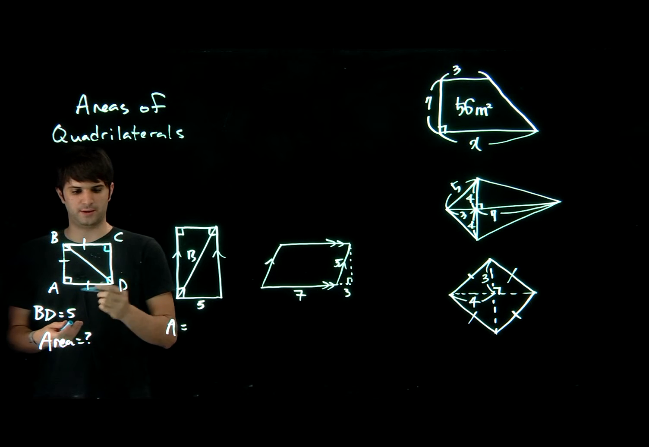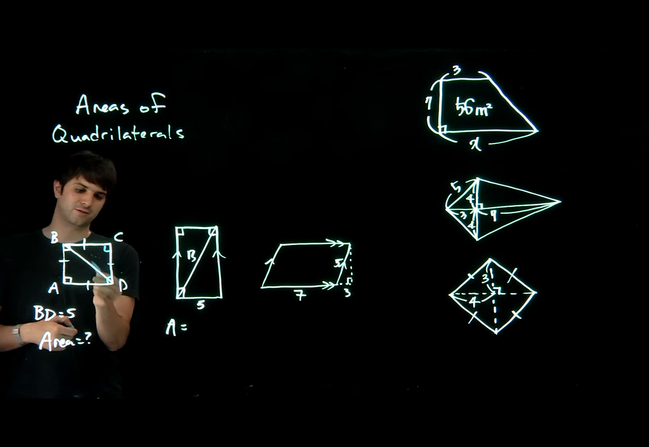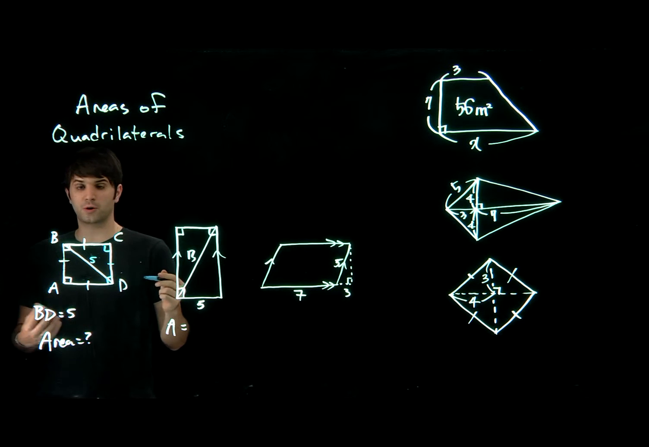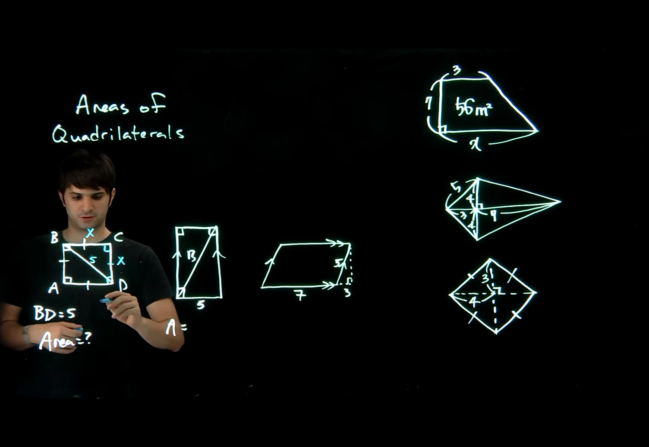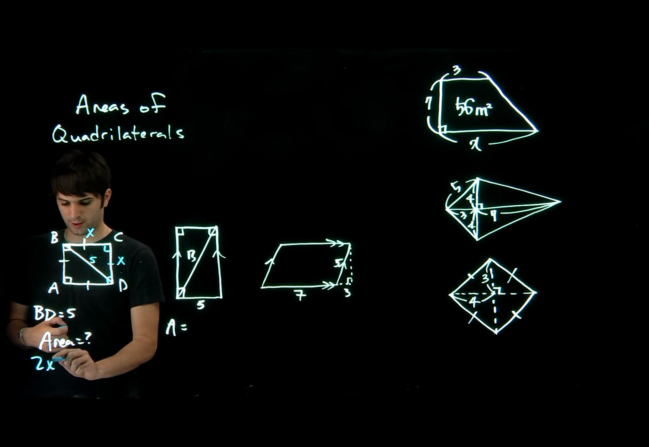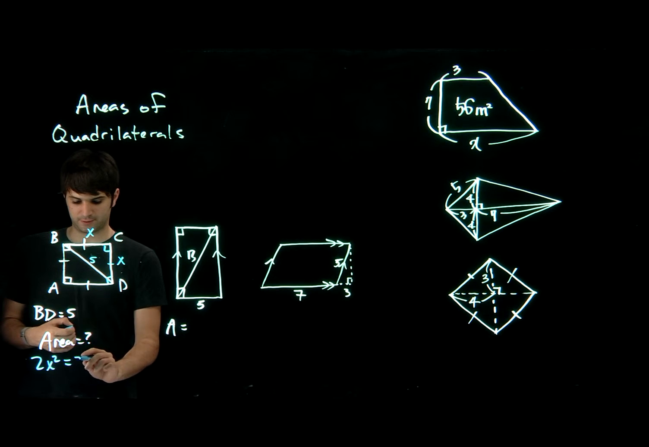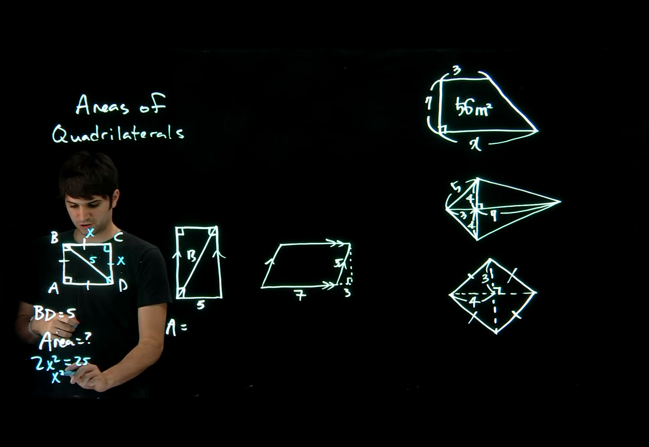Okay. We also know that this must be congruent. So this is actually going to be a square. Okay, so we know that BD is 5, and we need to find the area. We don't know the side lengths, but we know that this could be, let's say, x and x. So by Pythagorean Theorem, x squared plus x squared equals 5 squared. So this equals 25. Okay. So x squared equals 25 over 2.